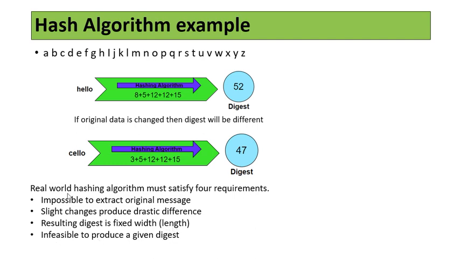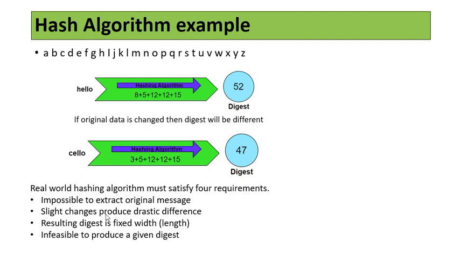If I look at all these 4 points with this particular example, consider impossible to extract the original message. Here we have a digest value of 52. If somebody is trying to decode this particular digest value, after maybe an hour or two, they can easily crack it. So this point is not valid for this particular hash algorithm.